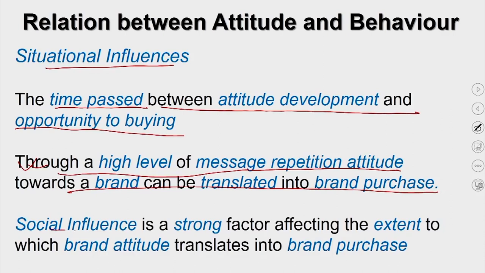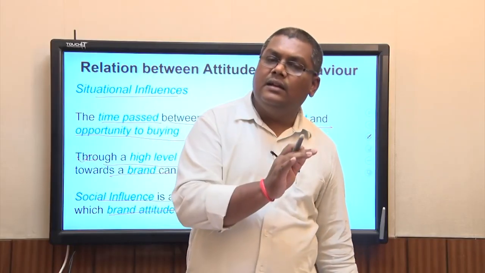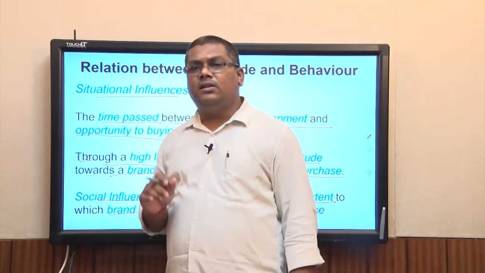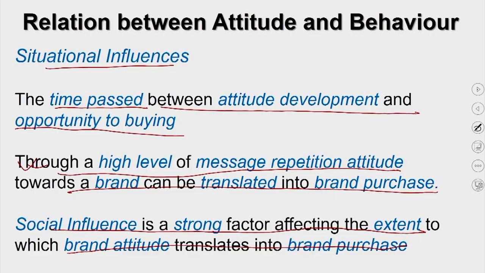And the second thing is, social influence is a strong factor affecting the extent to which a brand attitude translates into brand purchase. You can have social groups which actually influence a consumer. So among situational factors, for example, good social groups can help translate into final purchases. That's one other important factor.